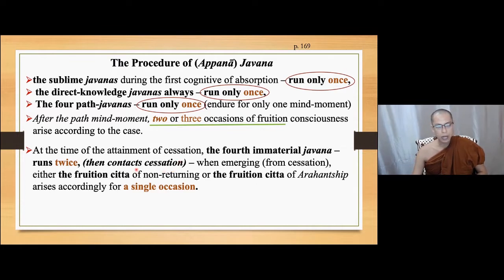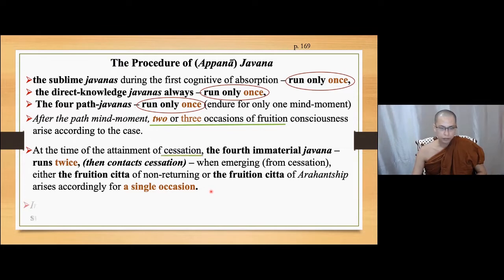After the specific time period, he emerges from cessation. At that time, the first consciousness is the fruition consciousness. If the individual is a non-returner, the fruition consciousness of non-returning arises one time. Or if the individual is an arahat, the fruition consciousness of arahatship arises one time. In this way, we can understand the process of the attainment of cessation. We will explain in detail later.